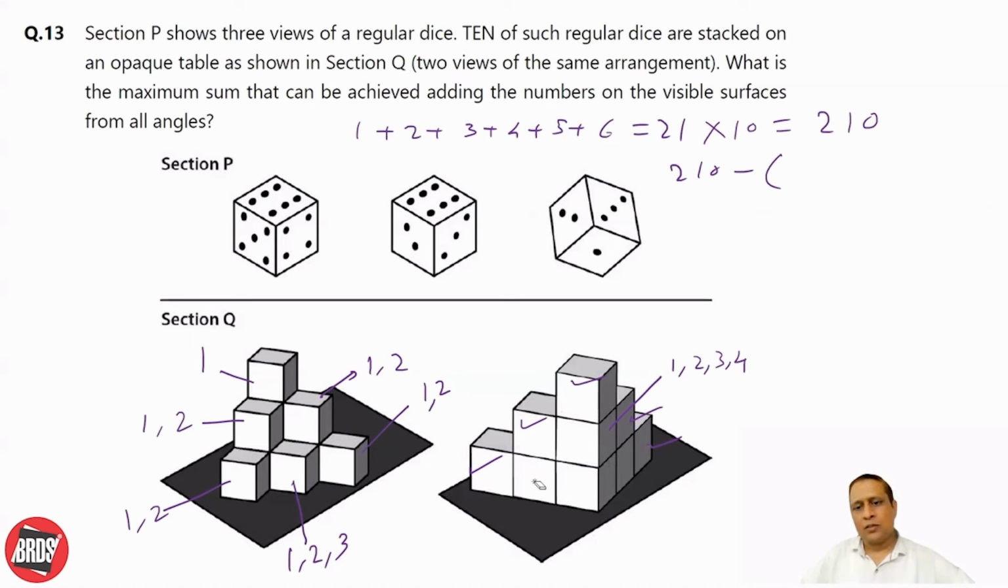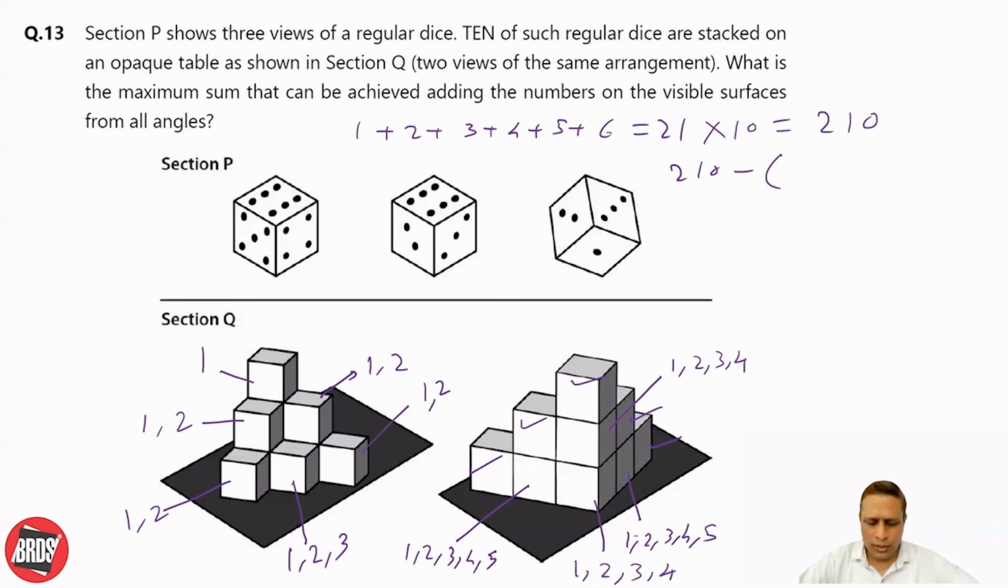This is left. So here you can see only one face is visible. Only one face is visible. So here the sum will be 1, 2, 3, 4, 5. By the same logic, here also 1, 2, 3, 4, 5. And here you can see 2 faces. So 4 are non-visible. And the minimum numbers are 1, 2, 3, 4.